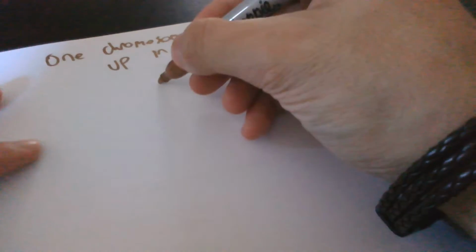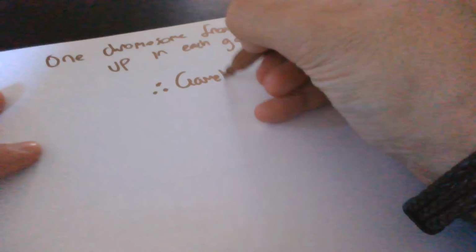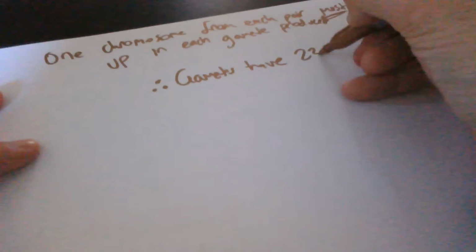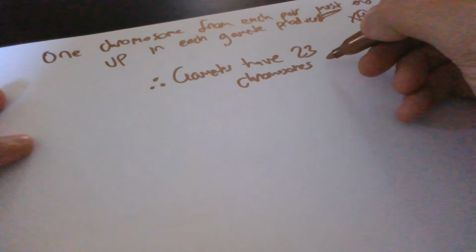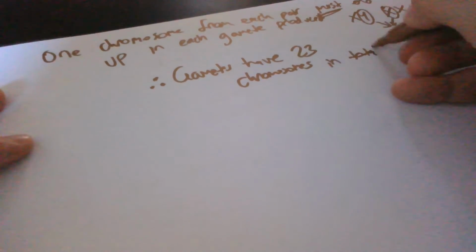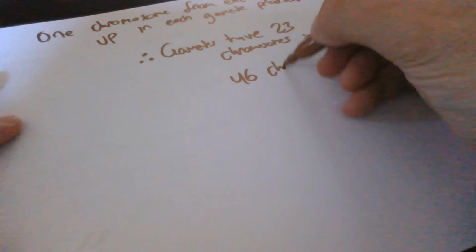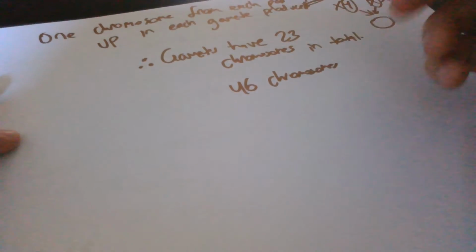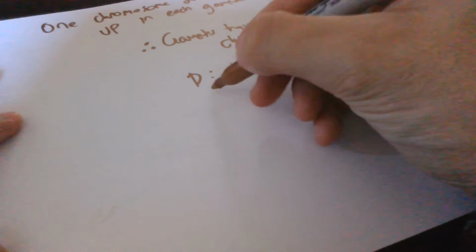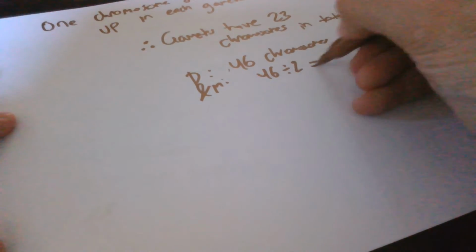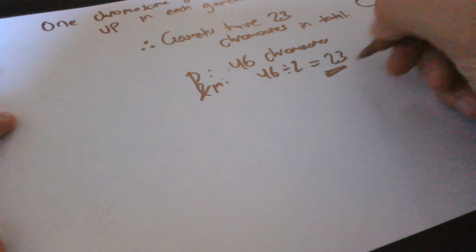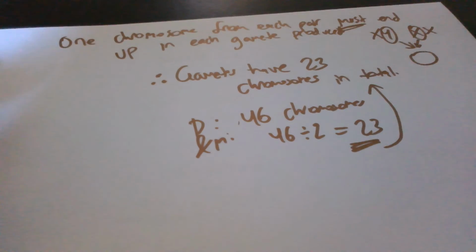So therefore, what does that mean? Gametes have 23 chromosomes in total. Why is it 23? Because 46, remember, 46 chromosomes for a human being, right? Dad and mum have 46 each. It's half of what they have, half the chromosomes from the dad and the mum. So 46 divided by 2 is 23. That's what the offspring has, 23 chromosomes.